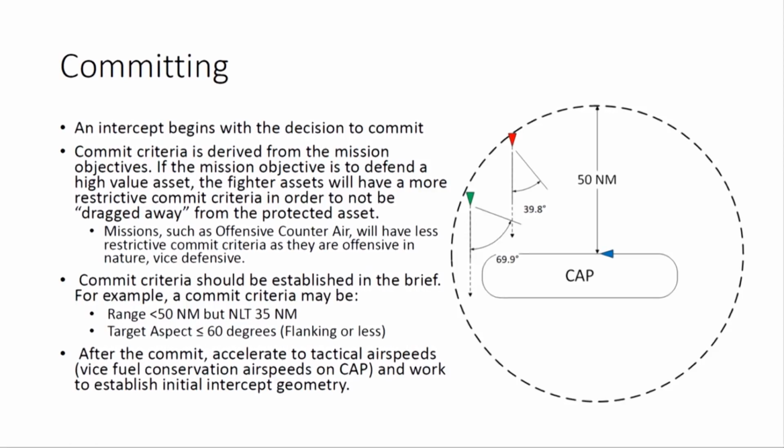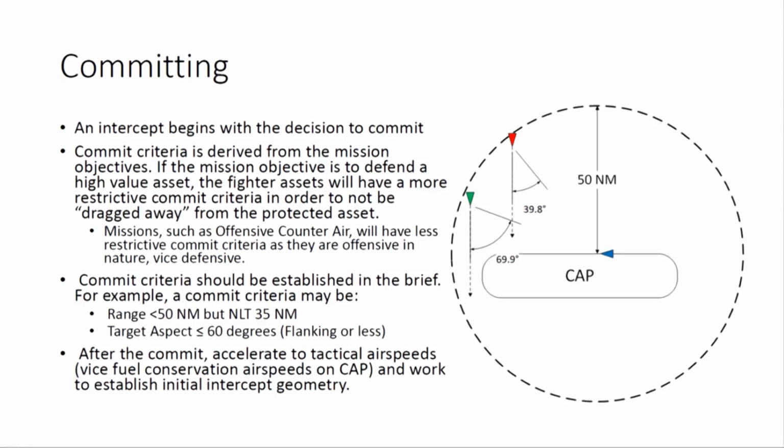If you're defending a high value asset, target cap, the barrier cap, fleet defense, you're going to have a more restrictive commit criteria because you don't want to be dragged away from your station to protecting that asset. Offensive counter air is completely different. Offensive counter air, basically you're out there looking for trouble, right? So you're just going to have a much looser commit criteria for offensive counter air as opposed to a defensive counter air mission where you're really trying to protect an asset or an area of airspace.